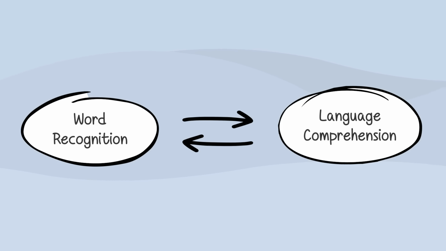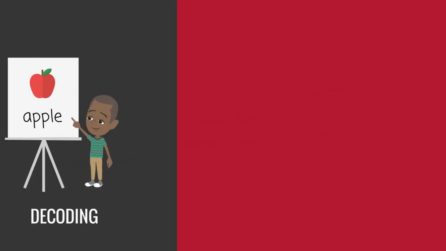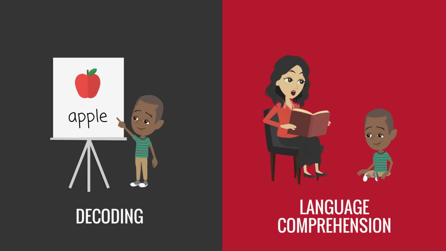In addition, word recognition does not occur in isolation from language comprehension. Knowledge of language and word meaning can facilitate word recognition. The simple view of reading serves as an excellent reminder that attention to decoding, those small parts of words, and attention to language comprehension are both critical for the development of competent readers.